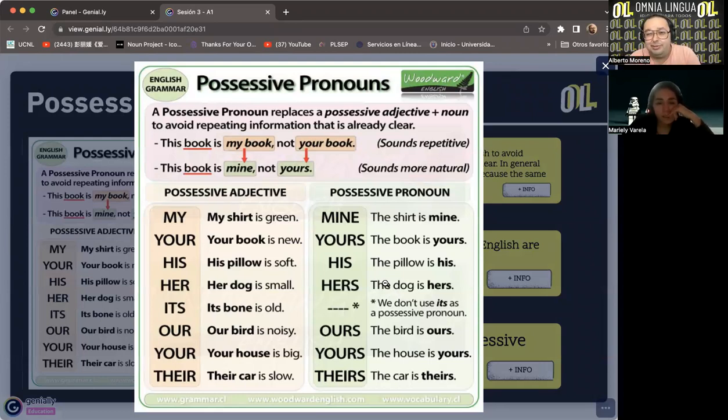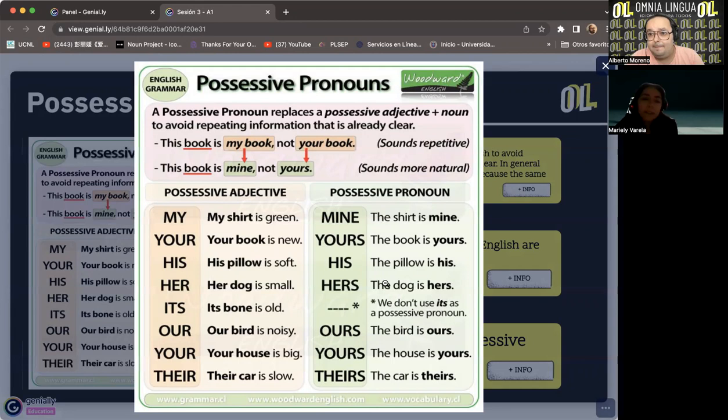Y los pronombres posesivos, ¿para qué sirven? Sirven para evitar que se esté repitiendo la misma palabra, para evitar que se repita mi camisa esto, mi camisa el otro, mi camisa. En vez de decir camisa, camisa, camisa, utilizamos el pronombre posesivo, que es, por ejemplo, mine, mía, mío, yours, tuyo, tuya, his, suyo o suya, hers, suyo o suya, ours, nuestro, yours, de ellos.